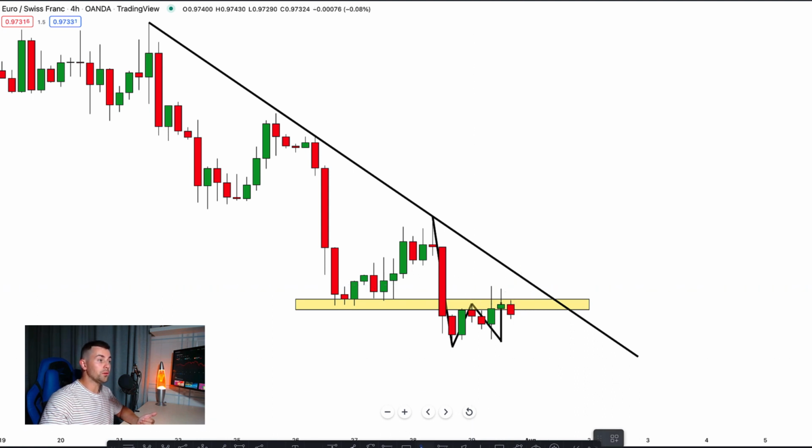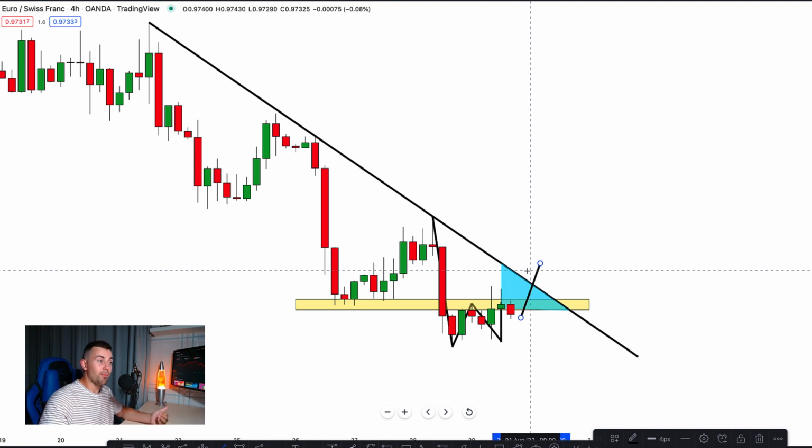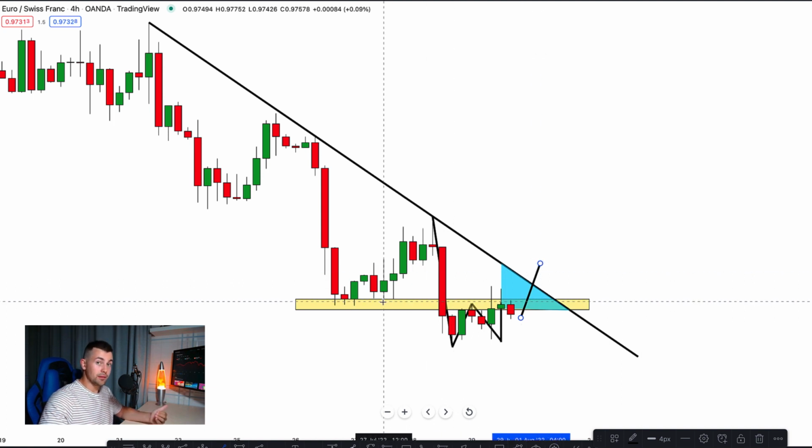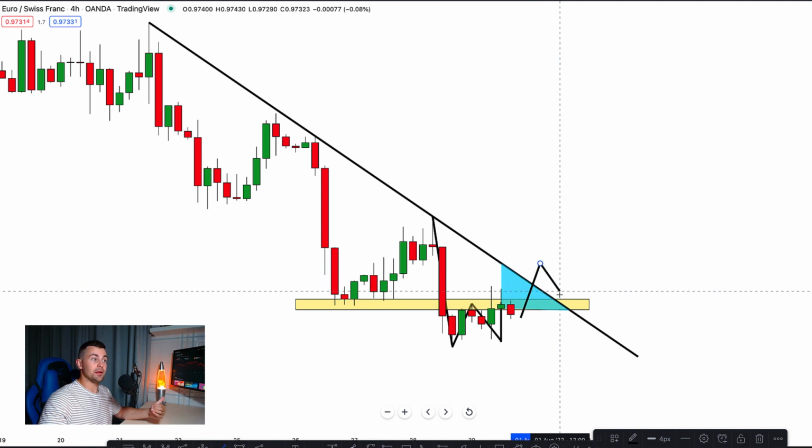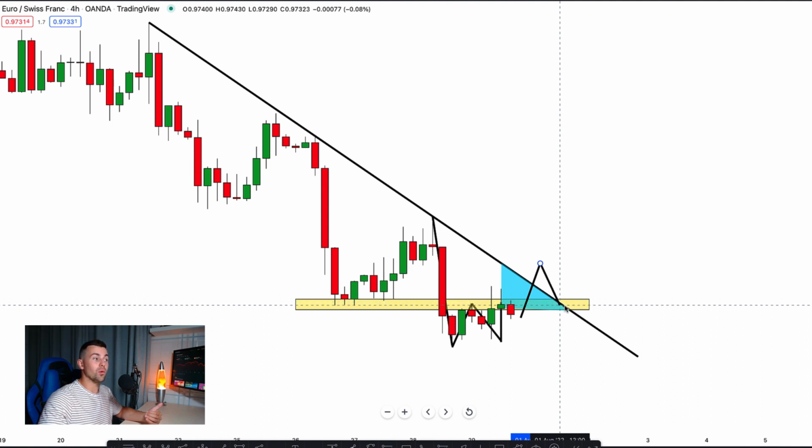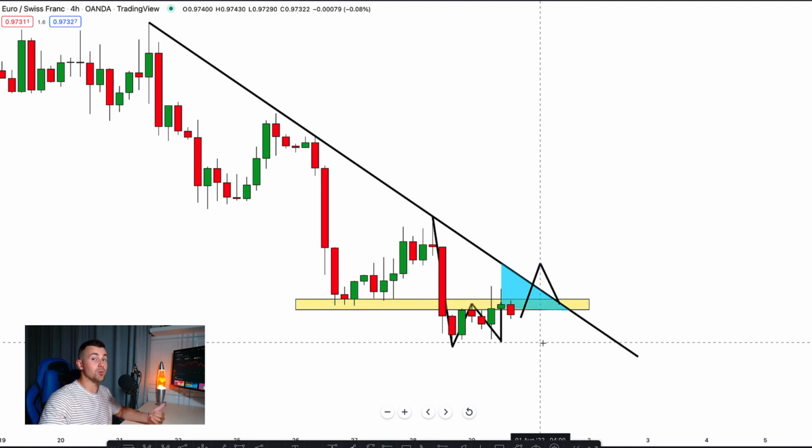And in order to trade this double bottom wisely, we should wait for a breakout of the neckline, but also the breakout of the trend line. So we will be waiting for a 4-hour candle close above the neckline and the trend line at the same time. And only when it is broken, we will buy the market on a retest of a broken neckline. I hope that it is clear.